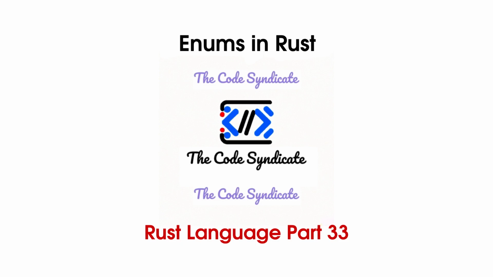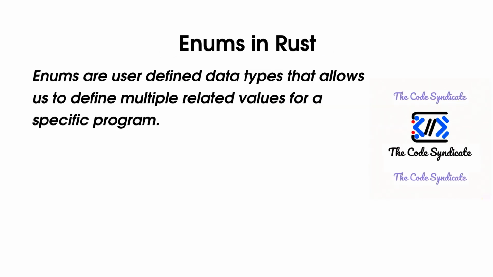Today we will discuss enums in Rust. Enums are user-defined data types that allow us to define multiple related values for a specific program.